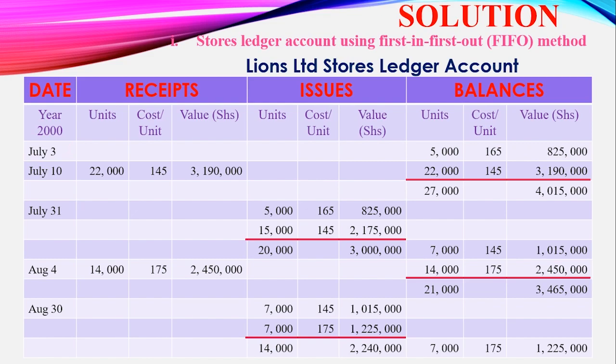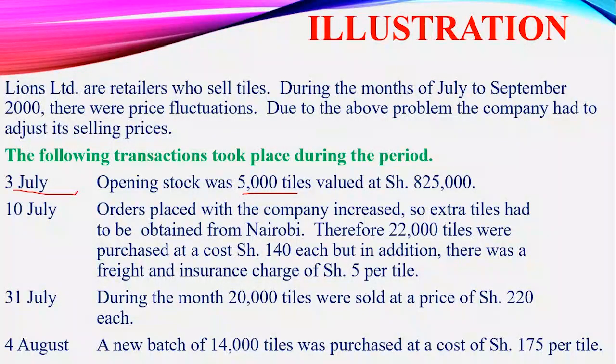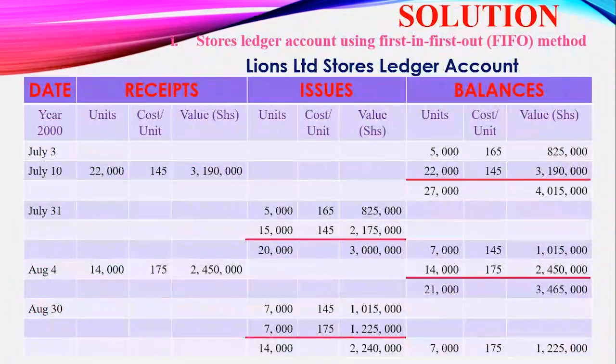Then on July 10th, let's see what happened. On July 10th, orders placed with the company increased. So here we are told that they purchased 22,000 tiles, bought at 145 each. So here we had some purchases. On July 10, we have receipts of 22,000 units and each unit was bought at 145. That gives a total value of 3,190,000, that is 22,000 multiplied by 145.